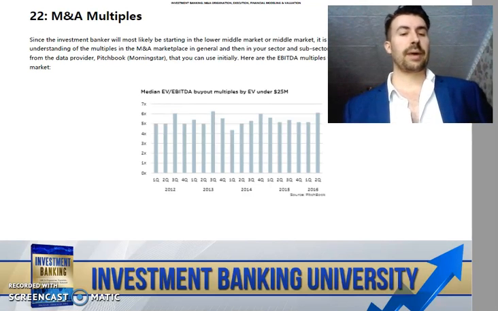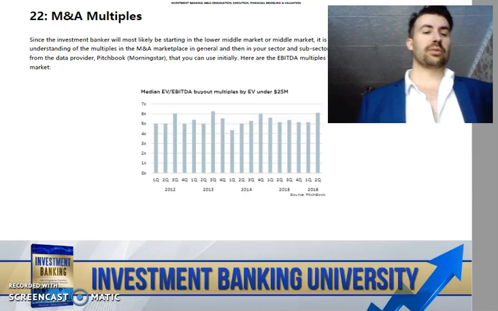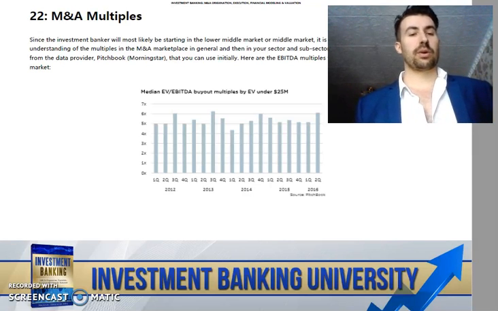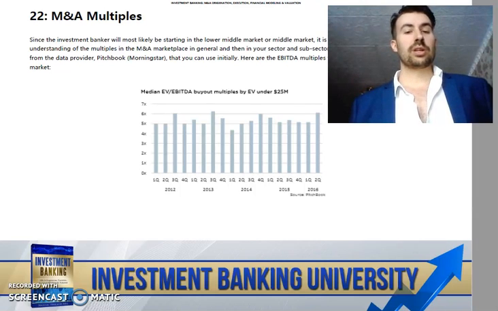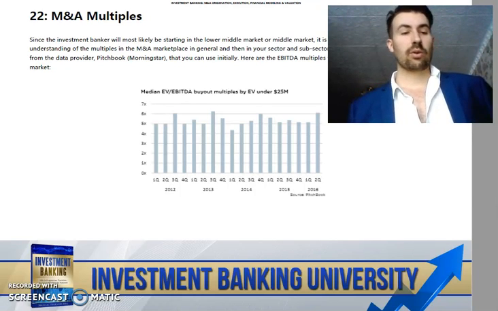Since the investment banker will most likely be starting in the lower middle market or middle market, it's important to have a strong understanding of the multiples in the M&A marketplace in general, and then in your sector and subsector. The following are the 2016 M&A multiples from the data provider PitchBook, which was bought by Morningstar, that you can use initially just for understanding, and this will help give an idea of what multiples should be looking like. Here are the EBITDA multiples for transactions in the lower middle market.